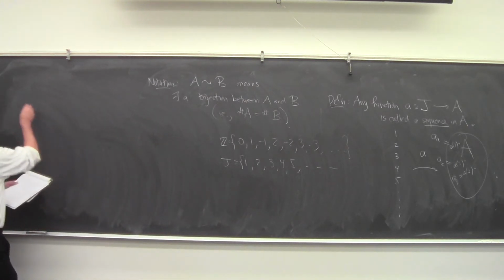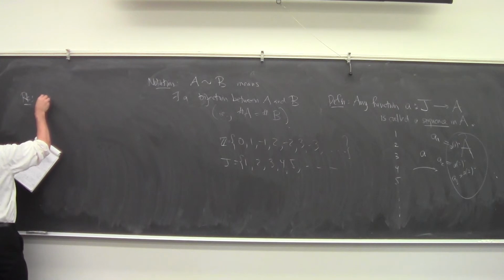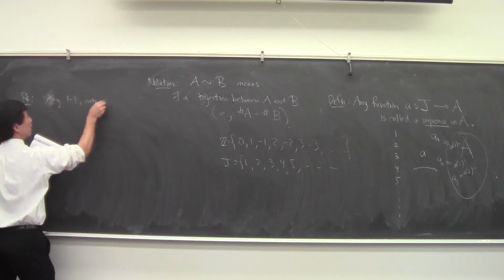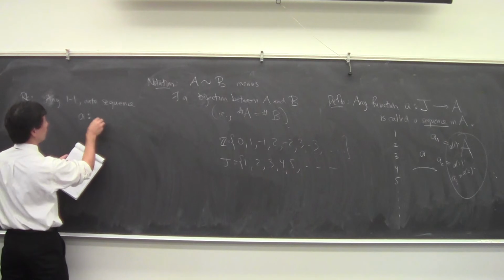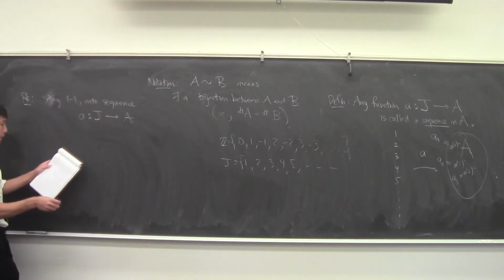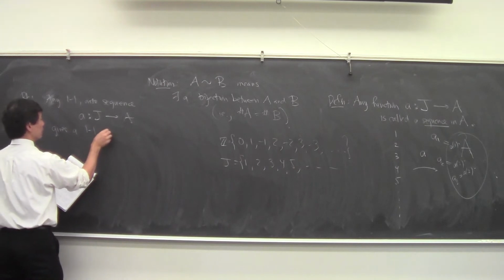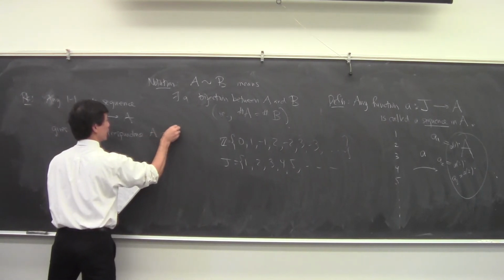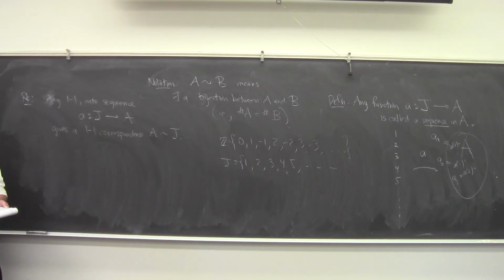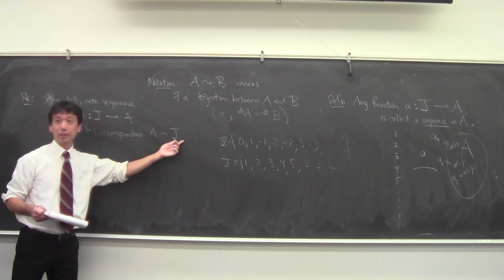Okay, so just one remark. Any one-to-one onto sequence from J to A gives a one-to-one correspondence from A to J. So if I have a one-to-one sequence, I know that my set is equivalent to the natural numbers.